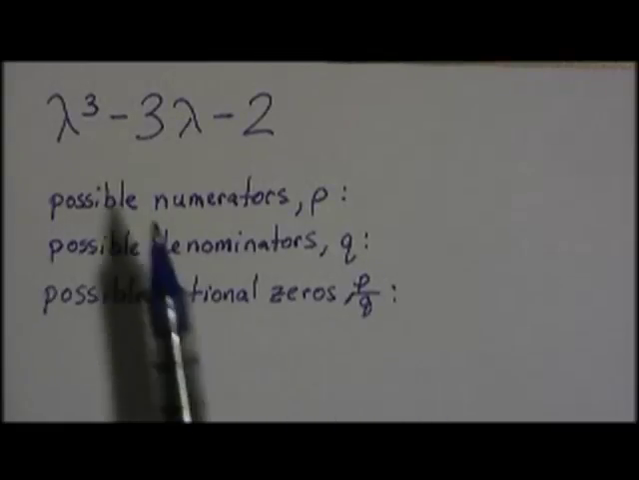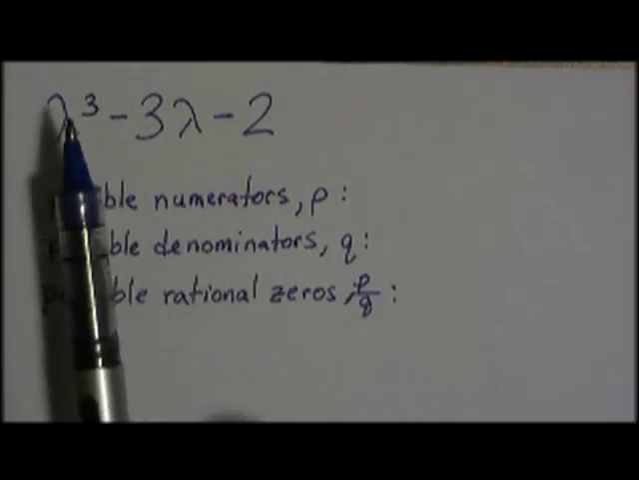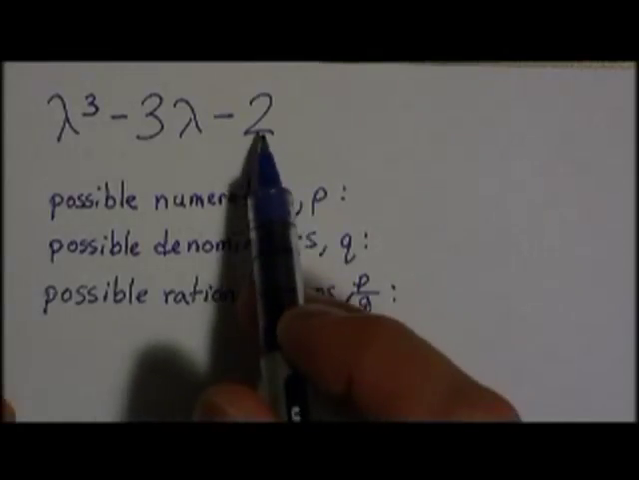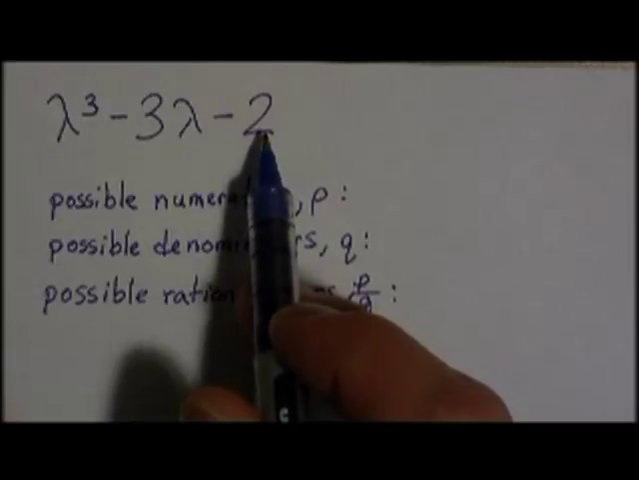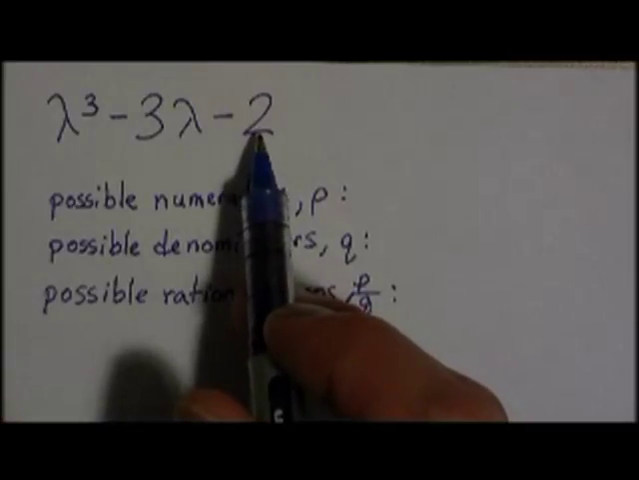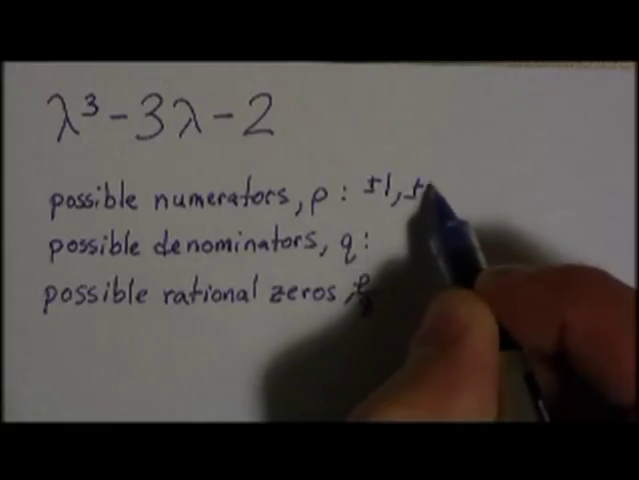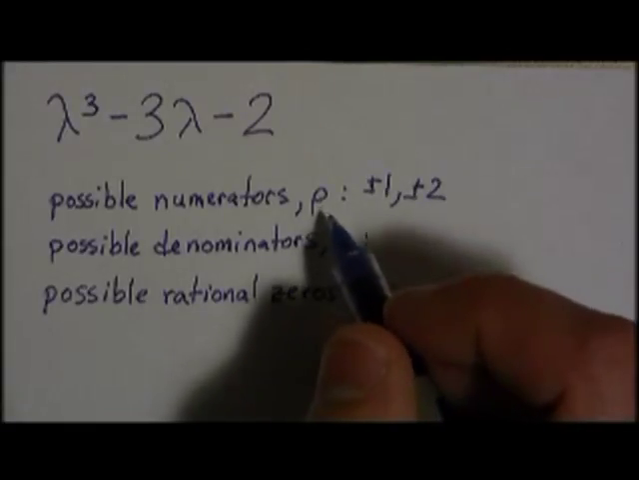Let's see how to factor a polynomial that's of degree 3 or higher. And you want to use the rational zero theorem to do this. That theorem basically says look at the constant term and find all of its factors. So in this case, factors of negative 2 are plus and minus 1 and plus and minus 2. And we're going to call those p's.